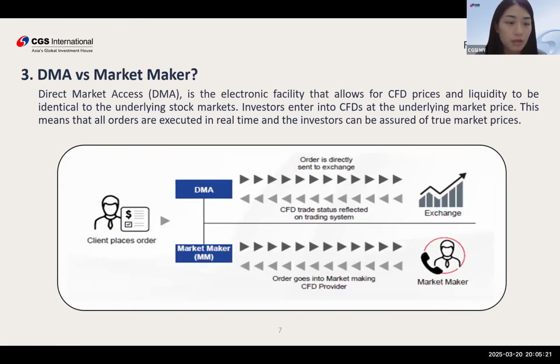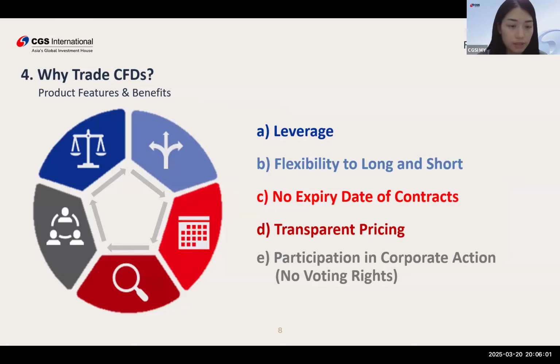Now, one of the beauties of trading CFD through CGS International is the DMA model. So in layman's terms, the price that you see in the trading platform is the same as the underlying in the market and the orders are executed in real time. So you get to enjoy transparent pricing and your buying and selling do impact the market. Now, on the other hand, in a market making model, you need to pay an extra bid and ask spread. Now, rest assured, our listed share CFD is a DMA model.